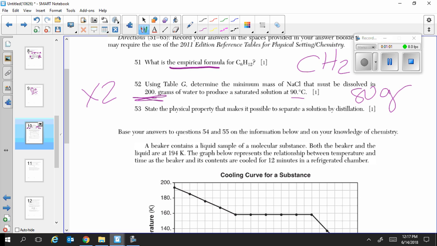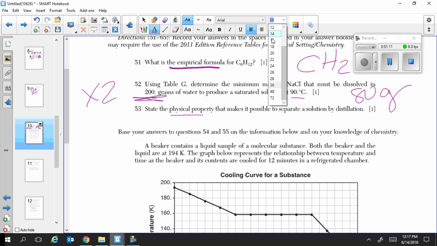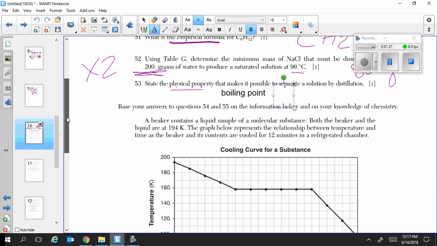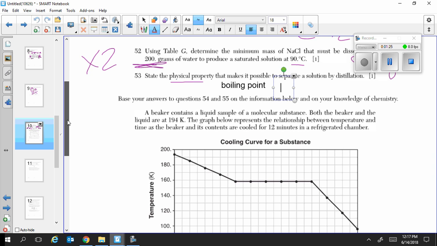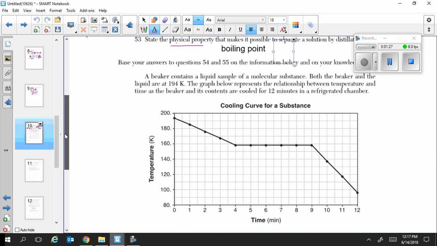All right, state the physical property that makes it possible to separate a solution by distillation. If you're separating something based on distillation, you are separating it based on boiling point. So boiling point. I just want you to write those 2 words for an answer. So that is the physical property. Distillation separates 2 liquids in a mixture based on their boiling point.